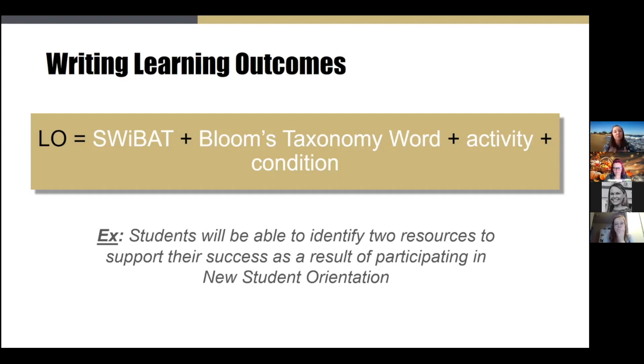So I want you to think about a program, a service, an activity that you do, an interaction that you have with students. What's a conversation you've had with a student in the last week or two weeks or month or this semester? Write a learning outcome that follows the formula. Students will be able to, insert your Bloom's taxonomy verb, insert your activity, as a result of participating in.